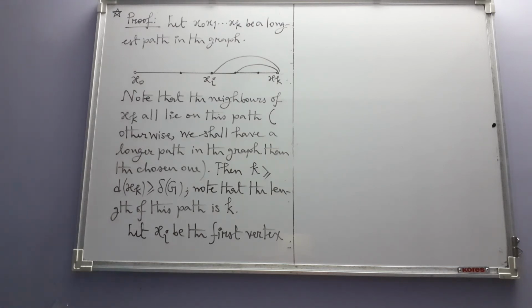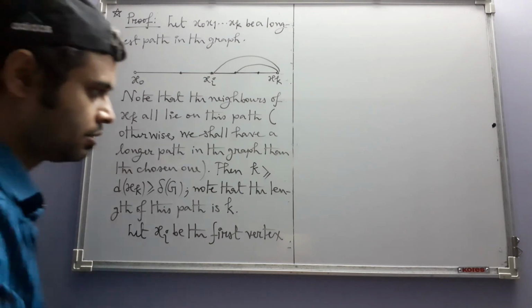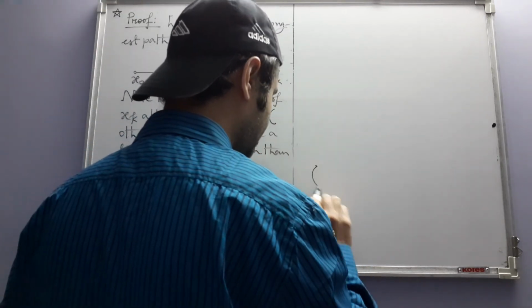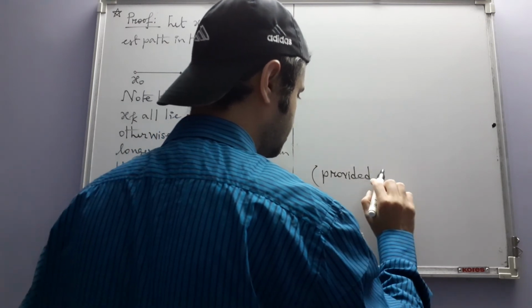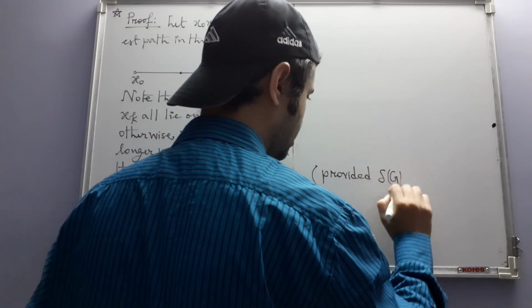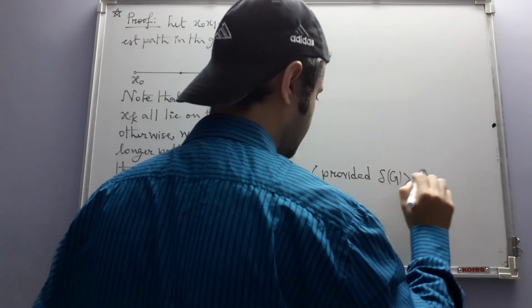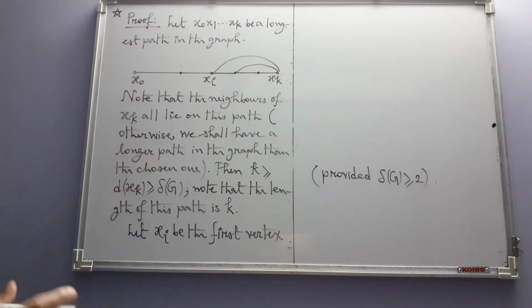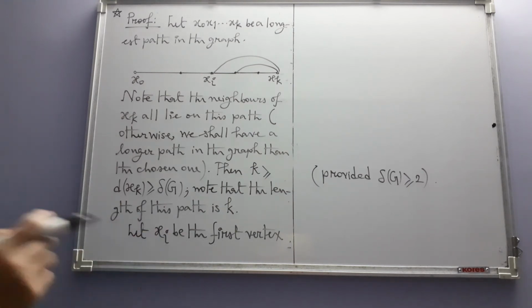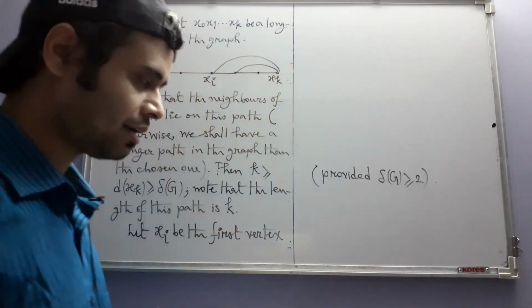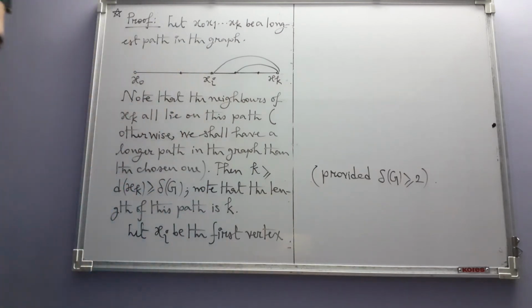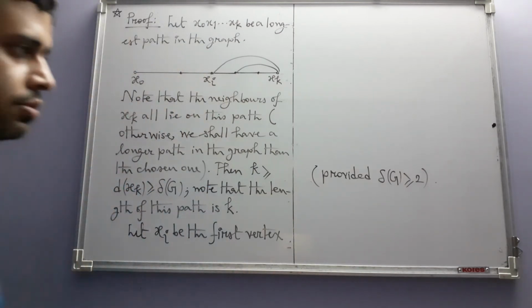Are we missing something? Yes, there is a cycle of length at least delta G plus 1. After writing that, in brackets you write provided delta G is greater than or equal to 2, because otherwise the second part of the statement does not make sense. That is, after stating the theorem the way we have stated, you write this additional thing, provided delta G is greater than or equal to 2.